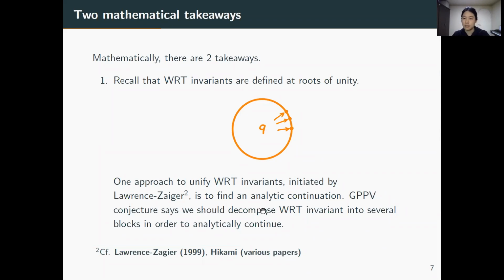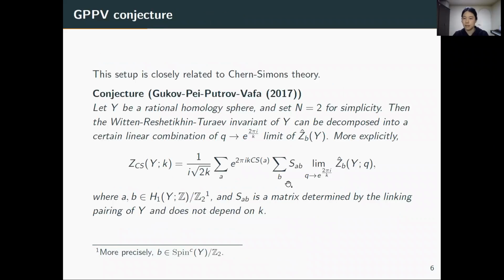basically, if we were to analytically continue WRT invariants, then we should decompose it first into several blocks, and then analytically continue each of them. Because if our three-manifold has a non-trivial first homology group, so that there are multiple labels B, then this conjecture suggests that we should first decompose it into some number of pieces, and then it can be analytically continued inside the unit disk.